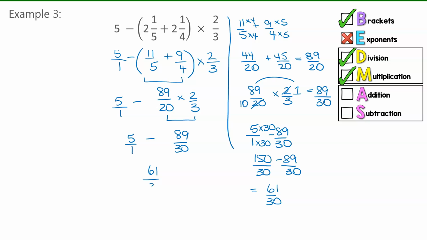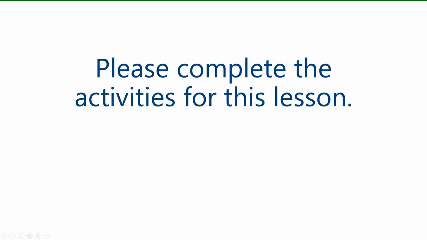So 61 over 30. And that can be rewritten as a mixed number. 30 goes into 61 twice, and there's 1 left over. So 2 and 1 over 30. Please complete the activities for this lesson.